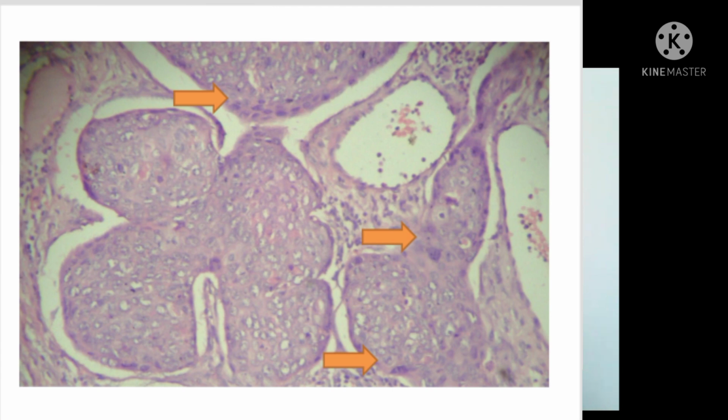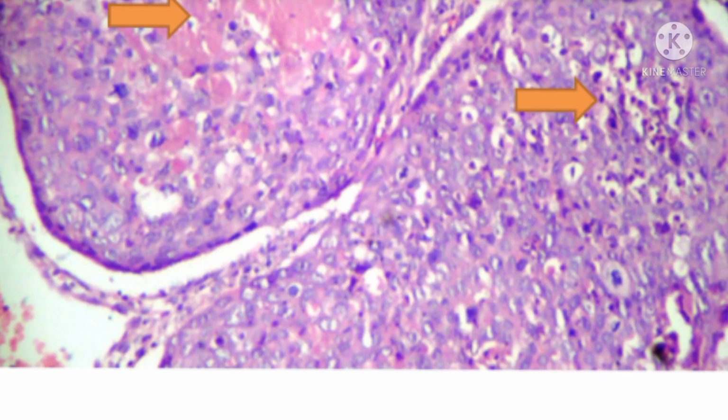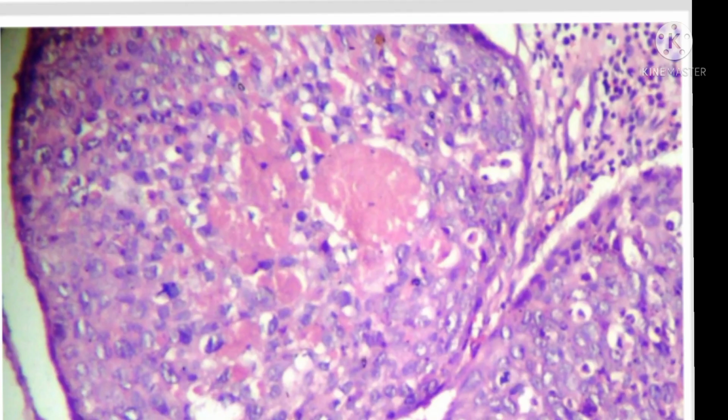The next slide is showing peripheral palisading of small basaloid cells, and arrows are showing brisk mitotic activity. The other two arrows are also showing brisk mitotic activity. The next slide shows a well-defined lobulated solid tumor consisting of proliferating squamous epithelium. There is also peripheral palisading of basaloid cells. These squamous cells are showing mild atypia.